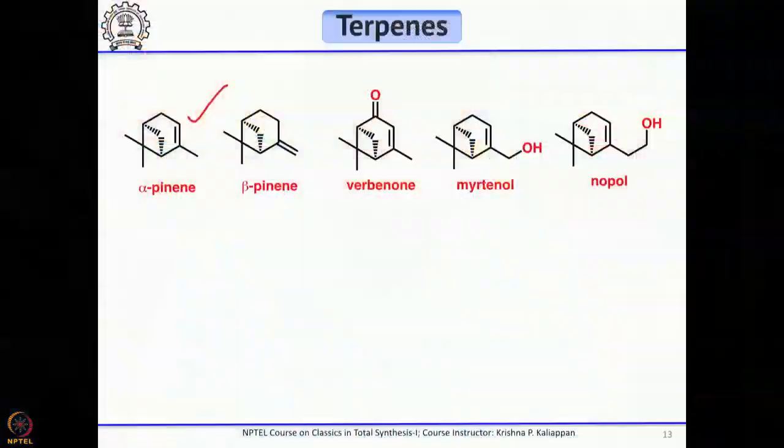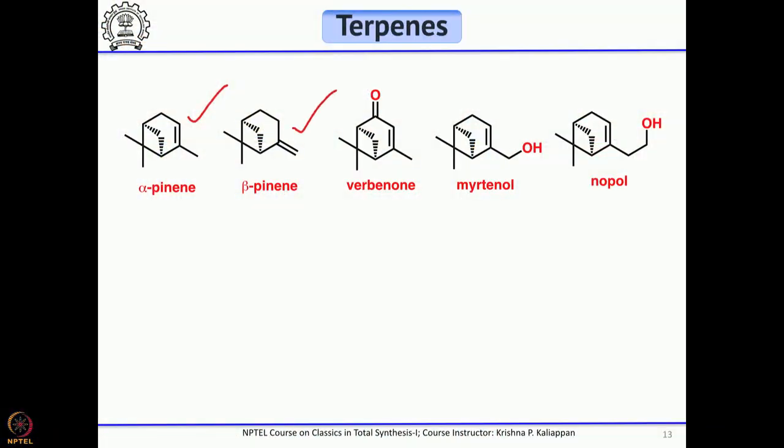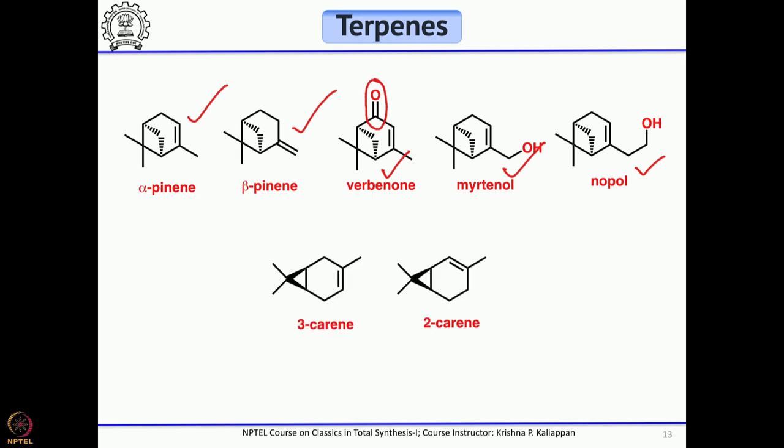And some more monoterpenes, alpha pinene and beta pinene. If you do allylic oxidation of alpha pinene, you get verbenone. And if the allylic oxidation takes place at the methyl group, this is called myrtenol. Nopol is a homologated compound of alpha pinene. Then you also have 3-carene and 2-carenes. All these are monoterpenes.